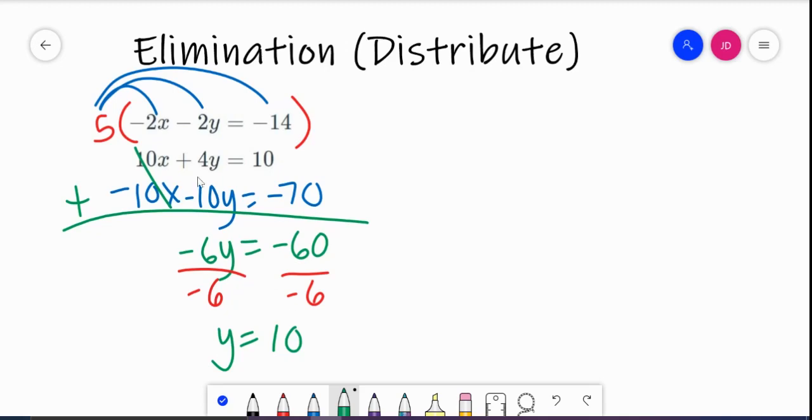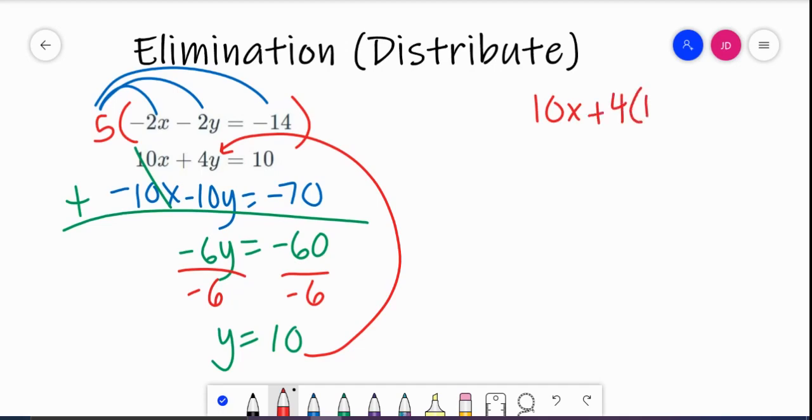We got to find x, right? It doesn't matter what equation I would plug in. I'm going to plug in this one. It has less negatives. All right, so we're going to plug in 10. And for y, careful, not x. So you get 10x plus 4 times 10, which I know off the top of my head is 40.